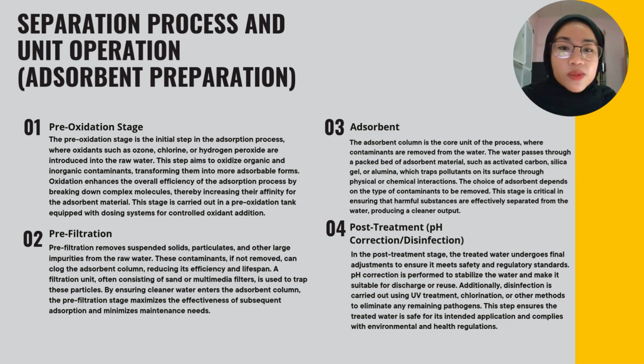The third one, we have the adsorbent column, which is the core of this process, where the contaminants are removed from the water. The water passes through a packed bed of adsorbent materials such as activated carbon, silica gel, or alumina, which traps pollutants to its surface. The choice of adsorbent itself depends on the type of contaminants to be removed.